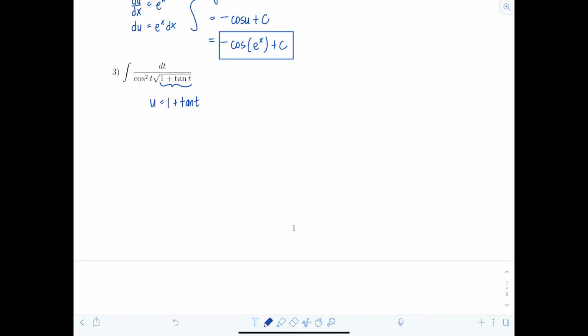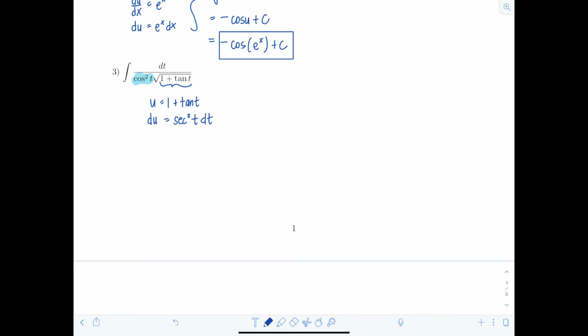Right? And just as a heads up, if you ever have a constant added to another function, you always want to include it when you're deciding what to let u equal. You don't want to have u just be tan t, because when you find du, the 1's going to go to 0. So you're just going to have secant squared t dt. Well, do I see a secant squared t somewhere in my integral? I do. That's what cosine squared is in the denominator.